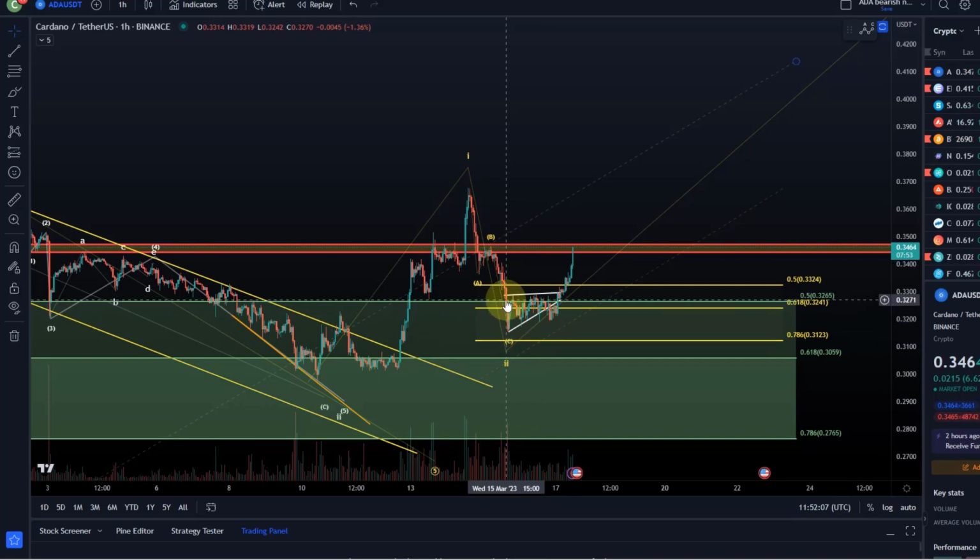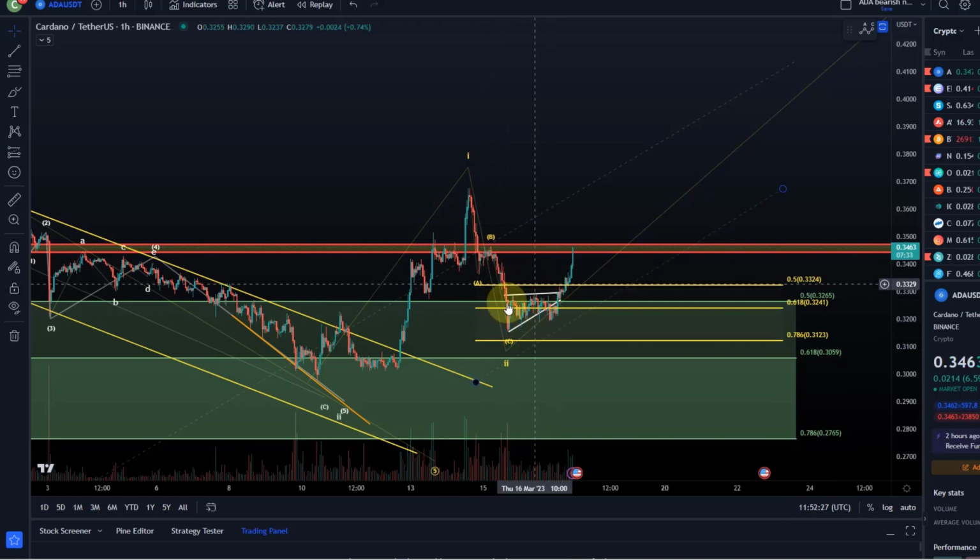Faster than I would have thought, because normally you would expect it to take about 60% of the time that wave one took. So at least a few days more, but again, timing and Elliott wave, you shouldn't rely on timing. Price action is always first. Price action is always key.